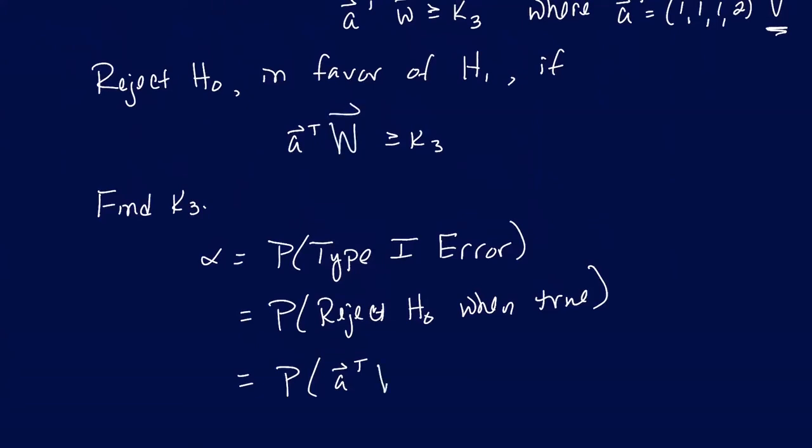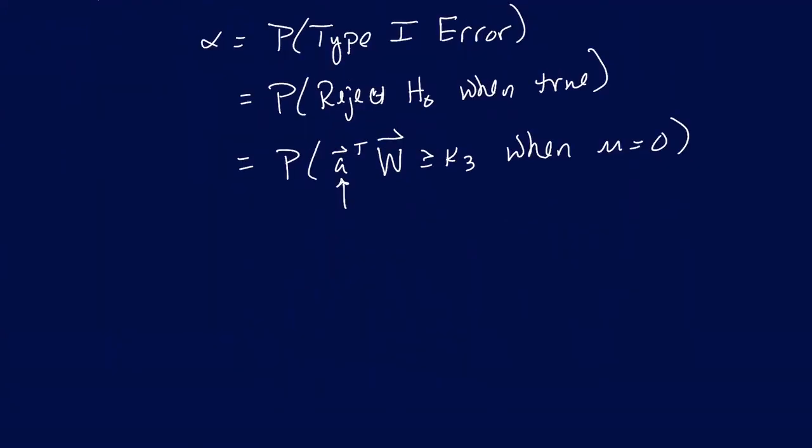And so I'm going to copy that down here. We want to reject when A transpose W is greater than or equal to K3. And when the null hypothesis is true, which means that mu equals 0, you have a scalar normal. It looks like the sum of AI WI as I goes from 1 to 4. You could move to that if you're uncomfortable with the vector operations.